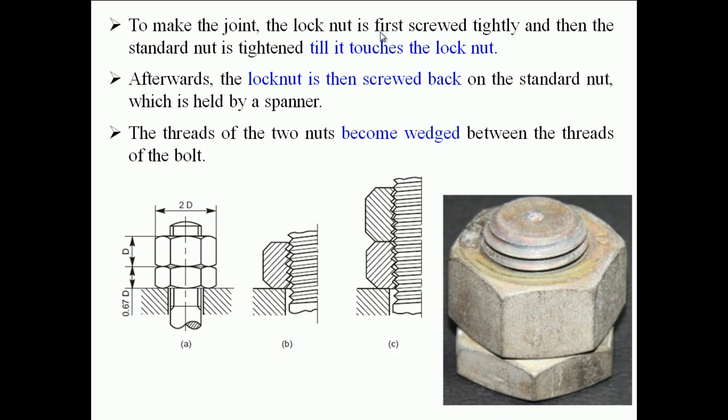The threads of the two nuts become wedged between the threads of the bolt. By seeing the schematic diagram of B and C, you can understand that the threads of the nuts become wedged between the threads of the bolt. Particularly in C, you can understand the threads of the two nuts become wedged between the threads of the bolt. So this is the lock nut.